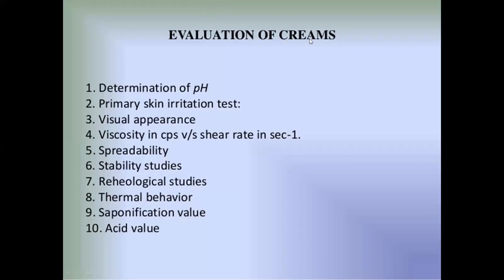Then the next point is evaluation of creams. In which the first ones are determination of pH, primary skin irritation test, visual appearance, viscosity in CPS, and wear rate in second, then spreadability, stability studies, rheological studies, thermal behavior, saponification value, and acid value. So you have to enlist all the tests for quality control or evaluation of the cream, and write down or explain the following tests. First one, determination of pH.